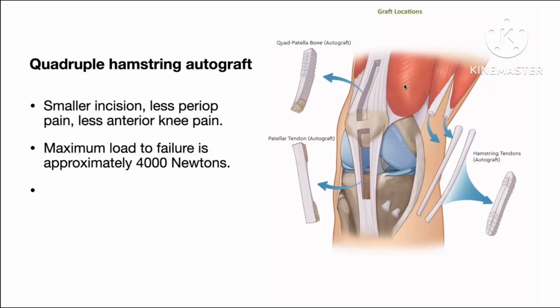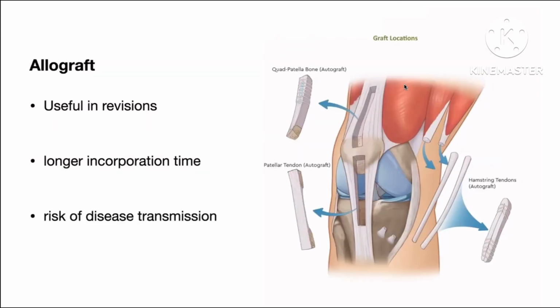Single bundle, yun yung ginagawa natin. Double bundle, you are reconstructing both the AM and the PL bundle of the ACL. Same outcome. Allograft is useful in revisions, but has longer incorporation time and risk of disease transmission.